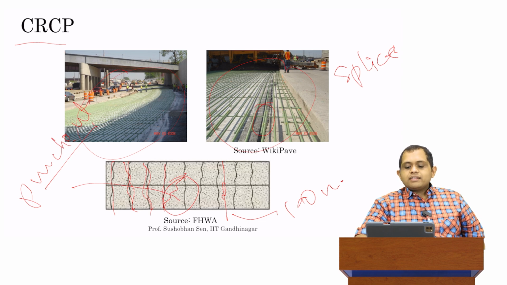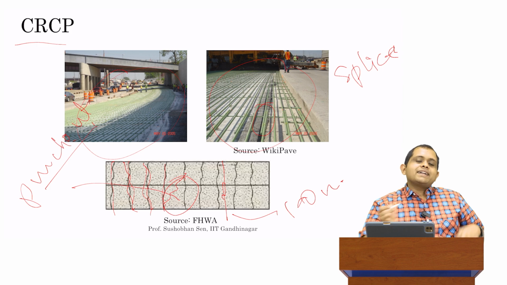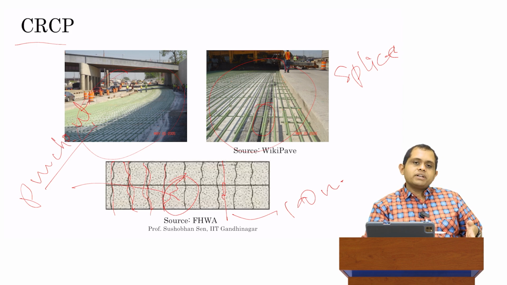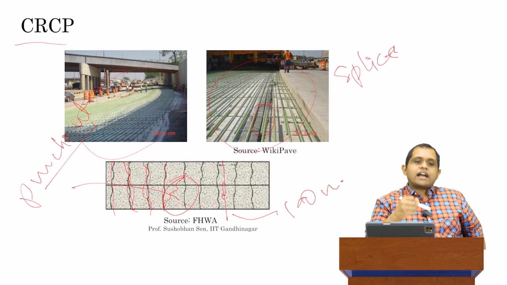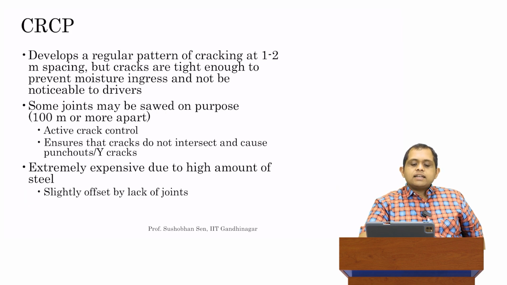So in order to prevent this type of cracking, this diagonal or Y-shaped cracking, approximately every 100 meters apart, again compared to 3.5 to 4 meters for JPCP and about 15 meters for JRCP, sometimes some joints are actually sawed. In that case, it is called active crack control. Those are placed on purpose to prevent punch outs or Y cracks. But in general, CRCP does not have any joints.